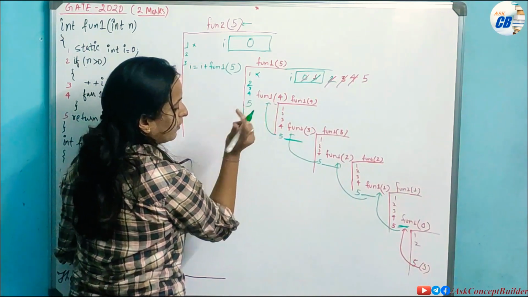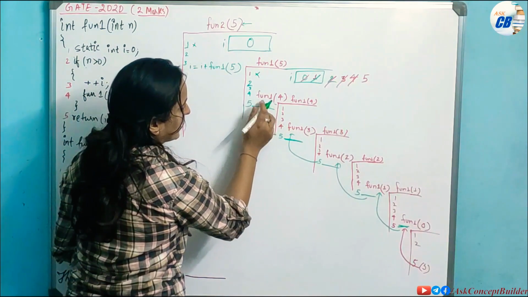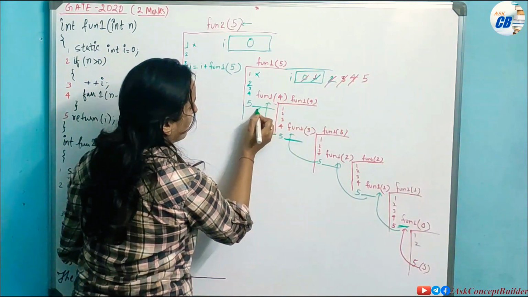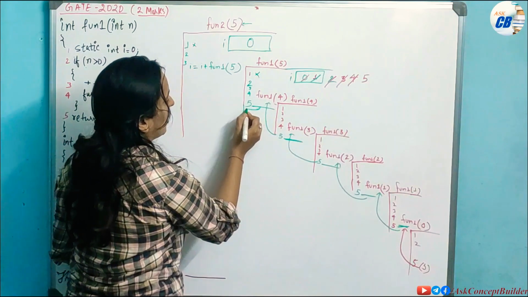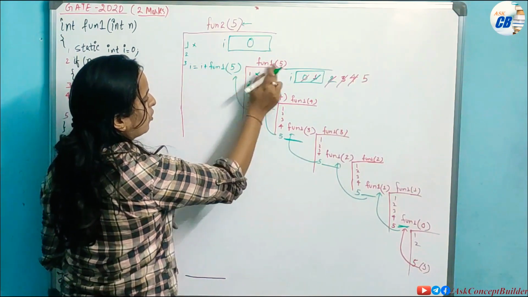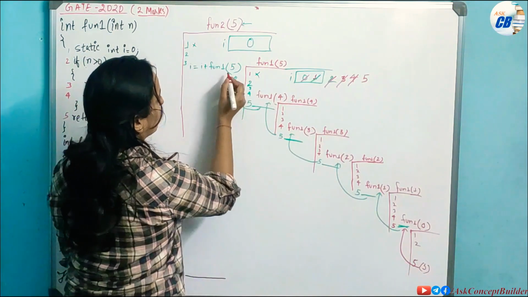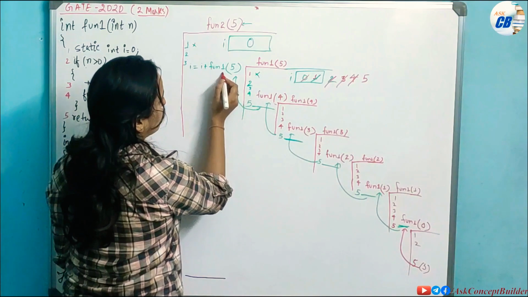Now it will come to the fifth statement of this fun1 5 function, and here also return I is there and I value is 5. So return 5 means this value will return 5 and now it will return here because we have called this function from this point only. Now it is completed and we have written back. So we have come back with the value fun1 5 equals to 5.